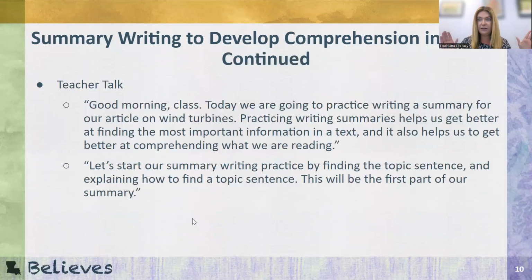Okay, so let's pretend we're going to do that today in our class together. So good afternoon, class. Today we're going to practice writing a summary for our article on wind turbines. Practicing writing summaries helps us get better at finding the most important information in a text. It also helps us get better at comprehending what we're reading. So that's why we're doing that today. Let's start our summary writing practice by finding the topic sentence and explaining how to find a topic sentence. This will be the first part of our summary. Our first part is we're going to name this topic sentence and we're going to write it in our own words.